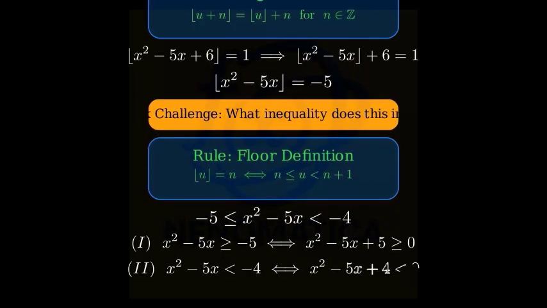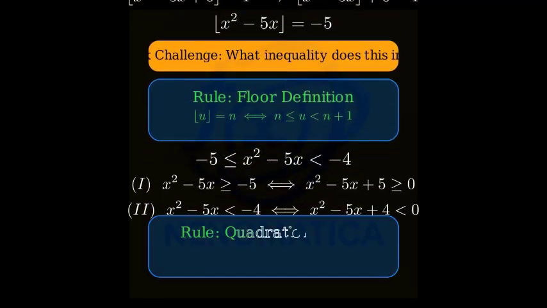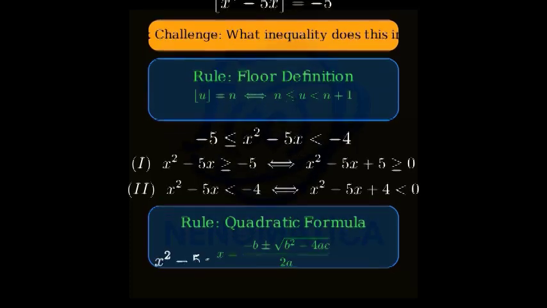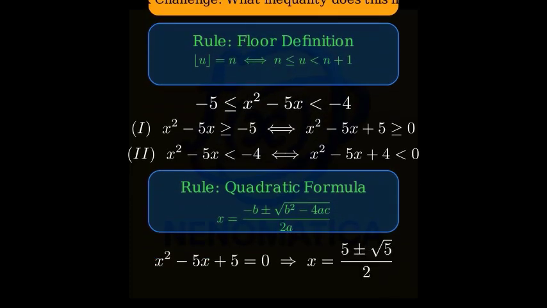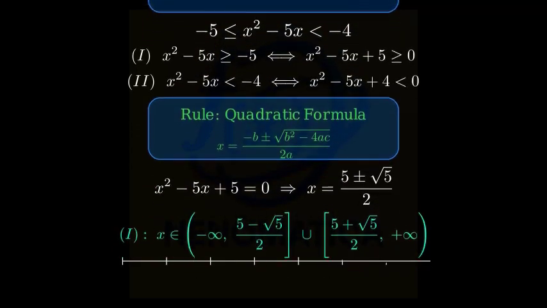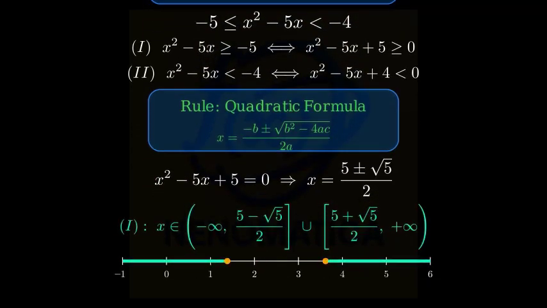Step 3, solve inequality 1 by finding the roots of the quadratic. x squared minus 5x plus 5 equals 0. The roots are 5 minus square root 5 over 2 and 5 plus square root 5 over 2. Because the leading coefficient is positive and we want greater than or equal to 0, we take the outside intervals.